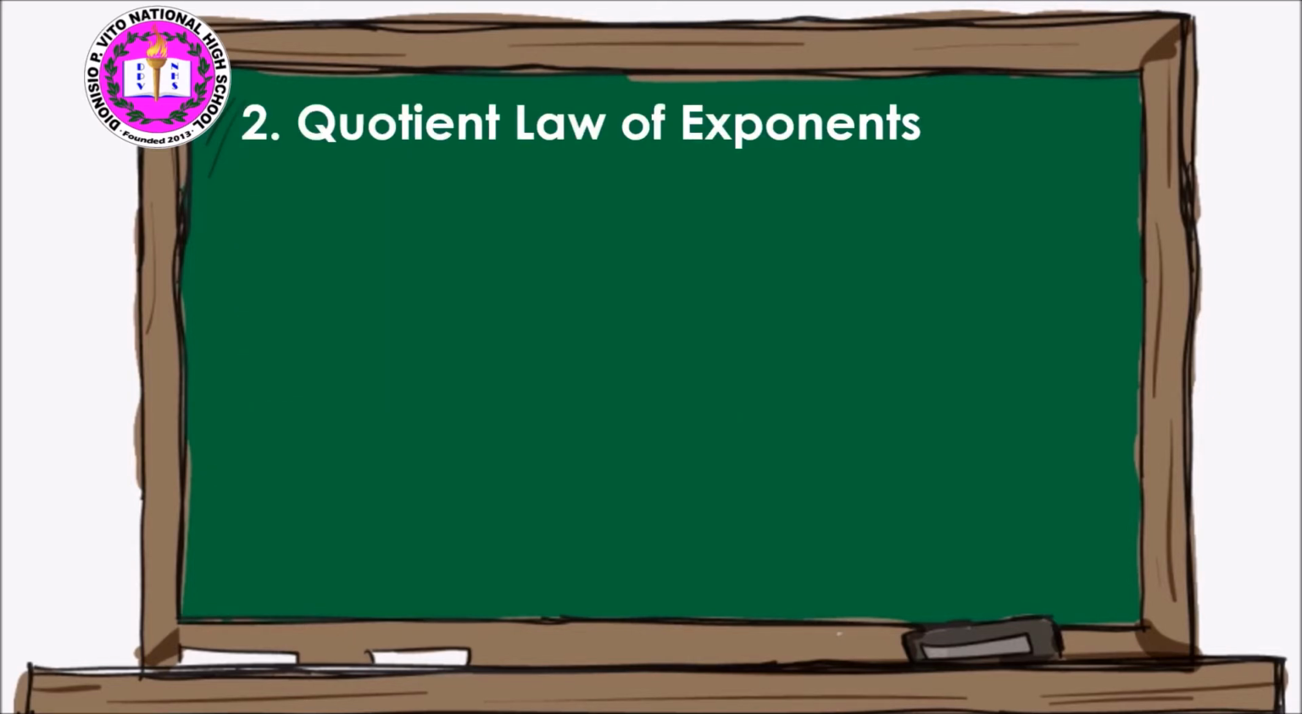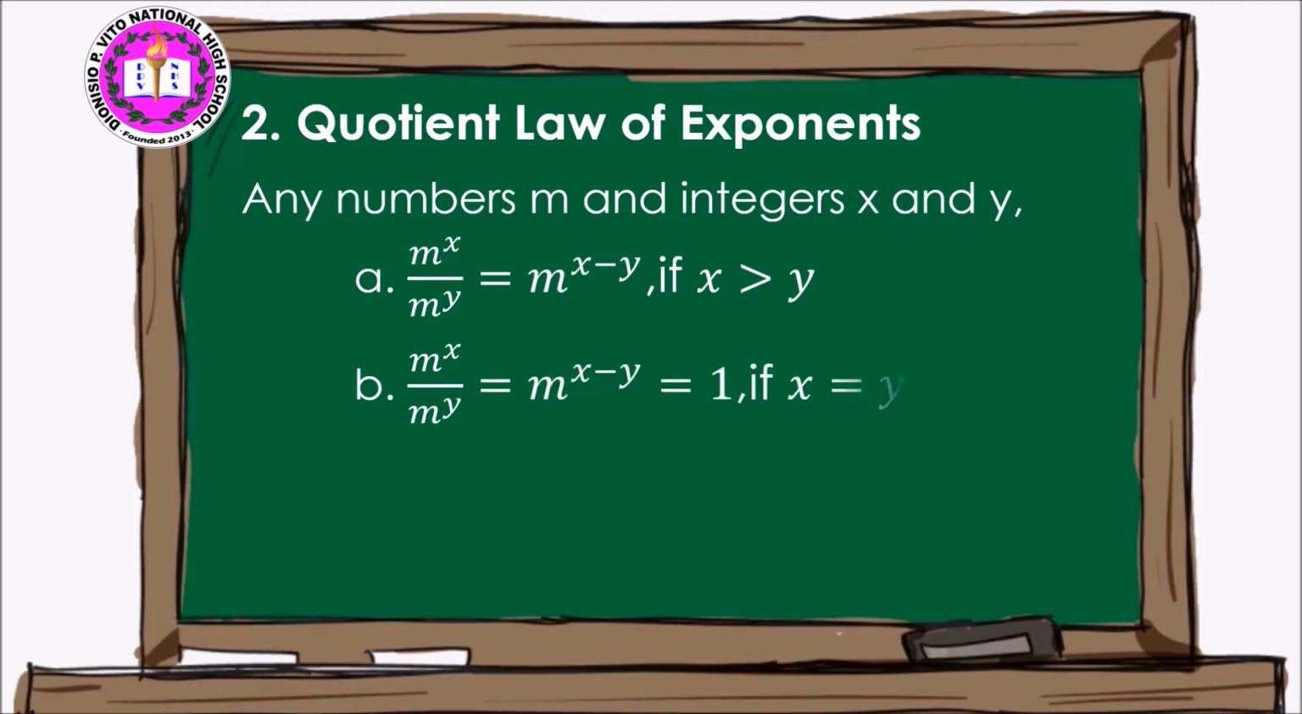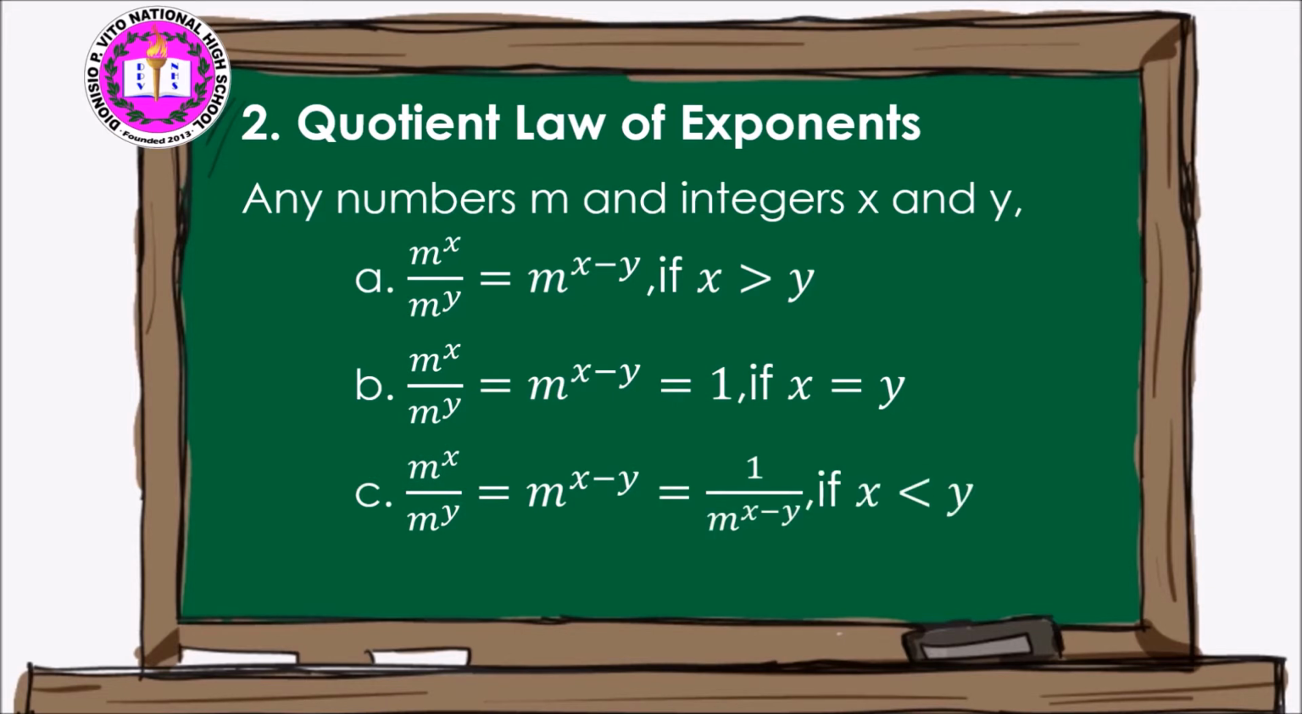The second law is the Quotient Law of Exponents. For any number m and integers x and y, letter A: m raised to x over m raised to y is equal to m raised to x minus y if x is greater than y. Next, m raised to x over m raised to y is equal to m raised to x minus y, which is equal to 1 if x is equal to y. And m raised to x over m raised to y is equal to m raised to x minus y, which is equal to 1 over m raised to y minus x if x is less than y.